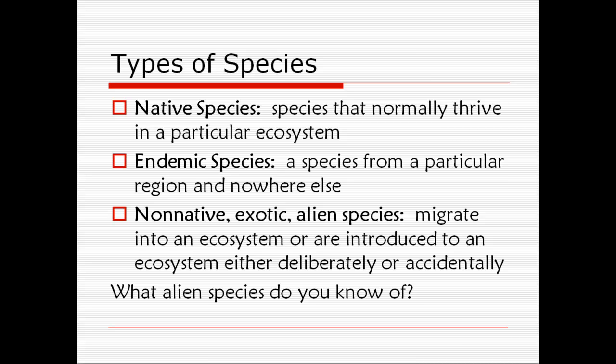Okay, non-native, exotic, or alien species, all those terms will be used to describe the same type of species, which is one that has either accidentally or deliberately been put into an ecosystem. And it could be for positive effect or negative effect. And you probably already know of some alien species. How about, I'm going to talk about one in particular, but let's talk about some in Maryland or the East Coast. Phragmites. Anybody ever heard of Phragmites?